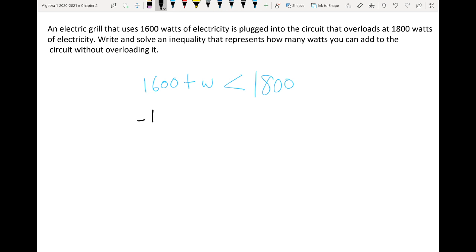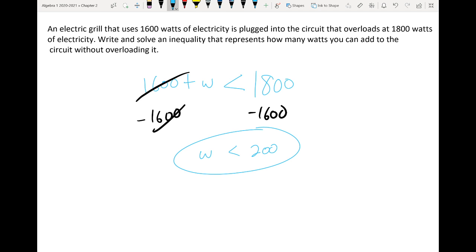So this is pretty straightforward to solve from here, right? Once we have this set up, W is going to be less than 1,800 minus 1,600, which is 200. So what does that mean? It means that you can add up to 200 watts before you've overloaded your circuit. It can cause a malfunction.